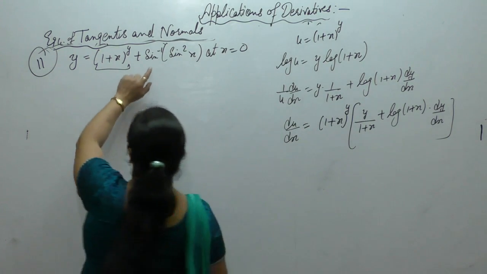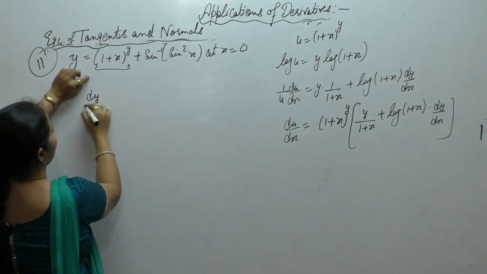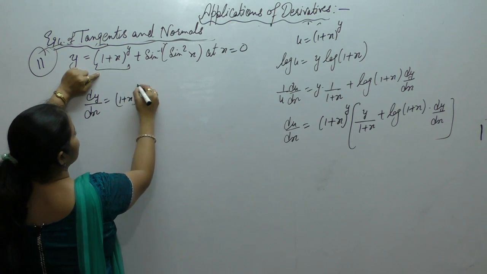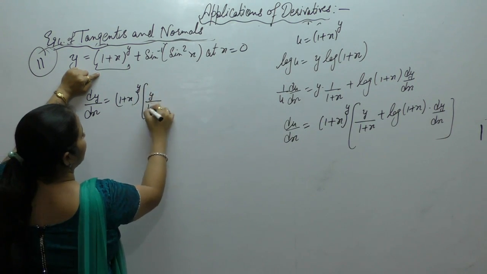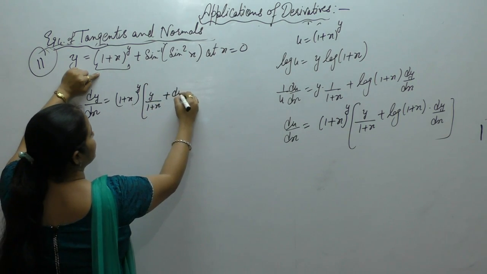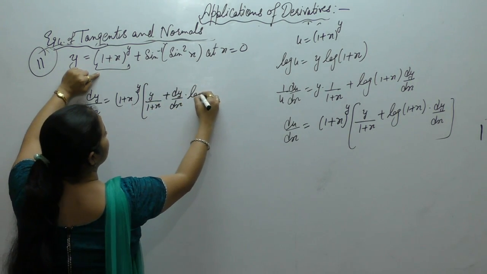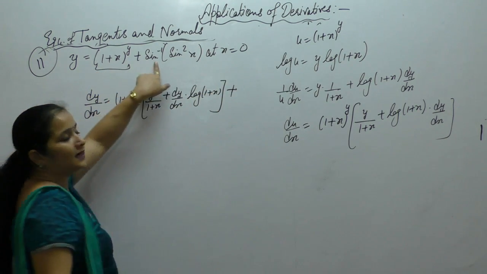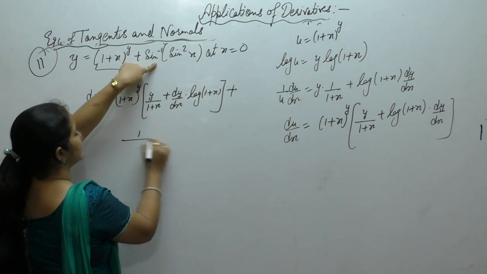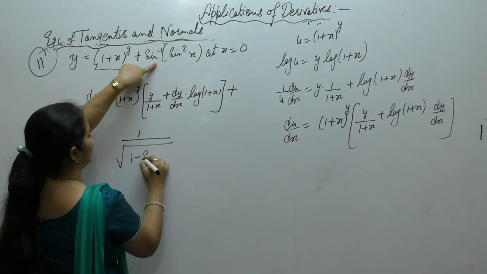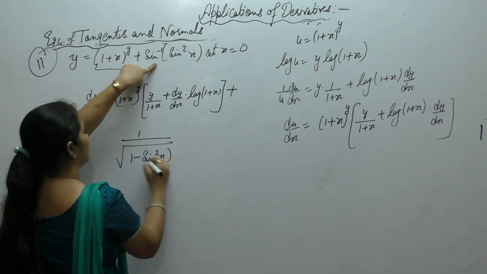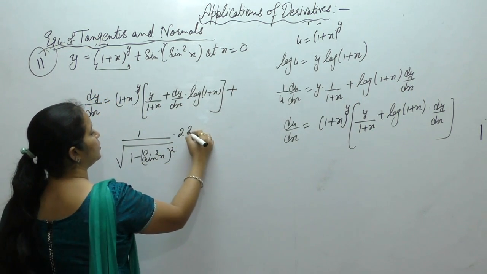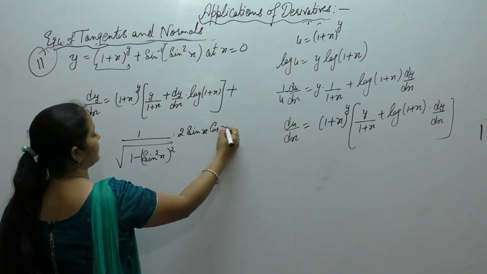Now differentiate it with respect to x. We get dy/dx. Derivative of this term is (1 + x)^y [y/(1 + x) + dy/dx log(1 + x)] plus derivative of sin⁻¹ is 1 upon square root of 1 minus sin⁴x. Derivative of sin²x is 2 sin x cos x.